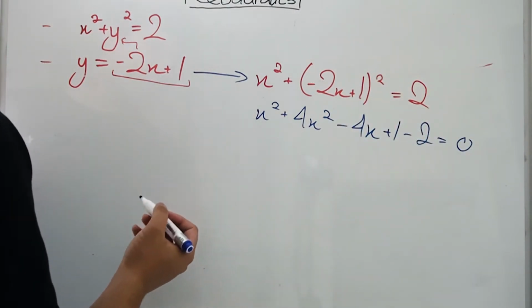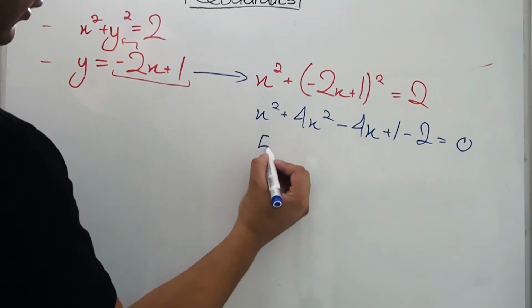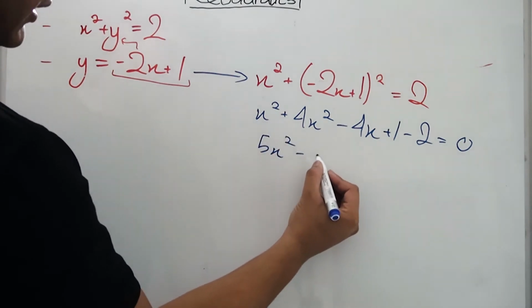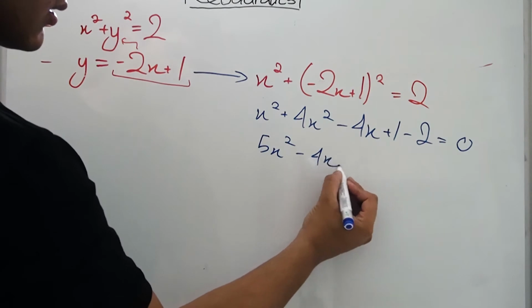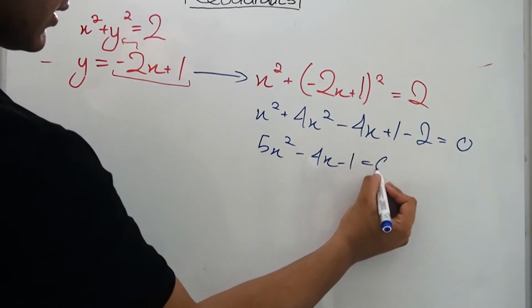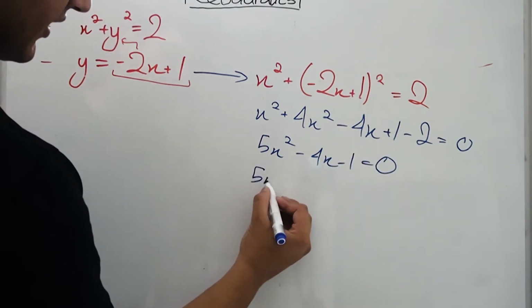Now we will solve this equation. It will be 5x square minus 4x minus 1 equals 0. So we can factorize this.